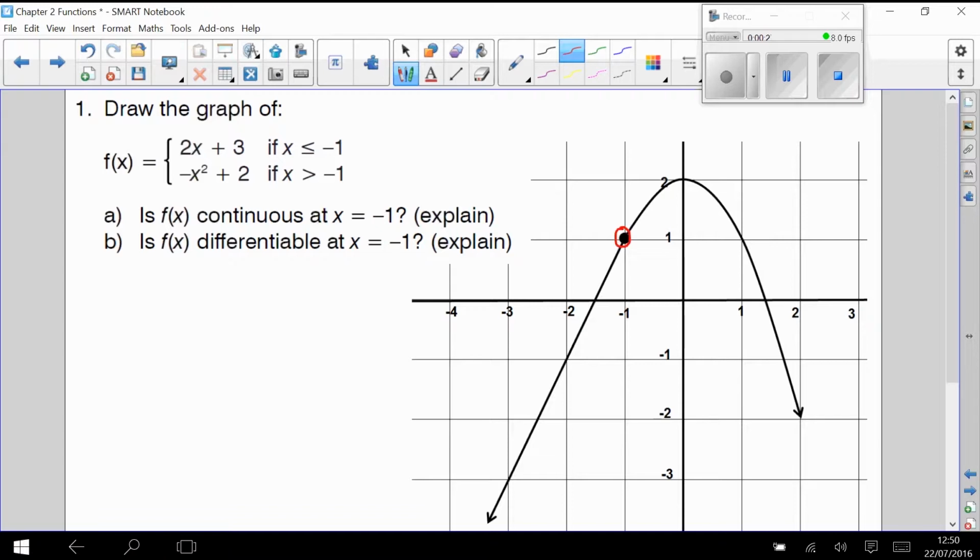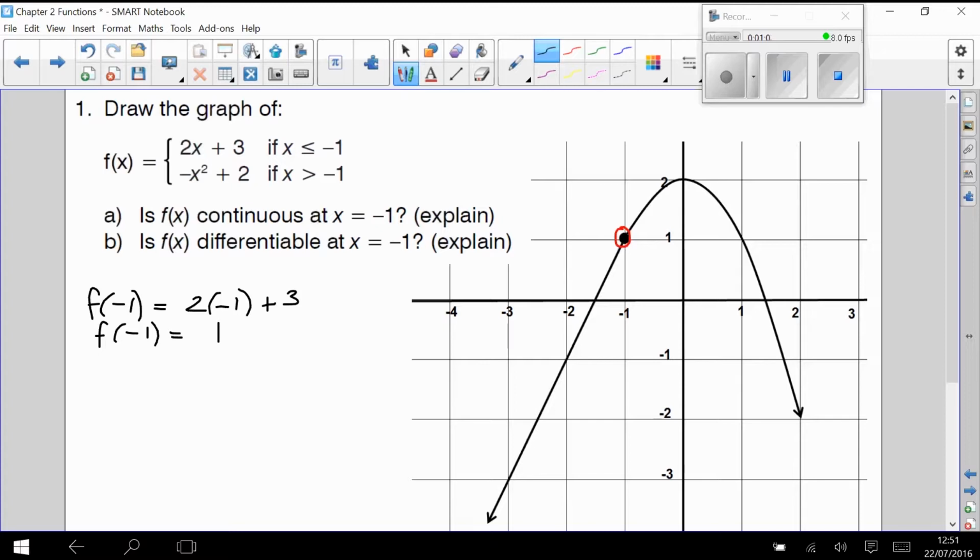Now, there are three things that I need to do because it's a split graph. I need to check that f at minus 1 exists and that it's the same as the limit as I tend towards minus 1 from the left or from the right of the graph. So let's do that first. So f at minus 1, I can see I must substitute into the expression 2x plus 3. So that's going to be 2 times minus 1 plus 3. In other words, f at minus 1 is going to give me an answer of 1.